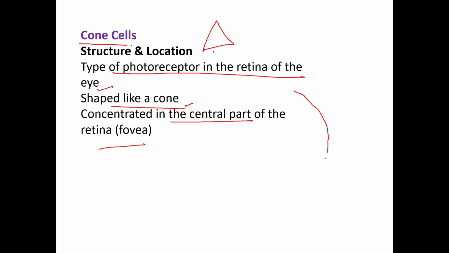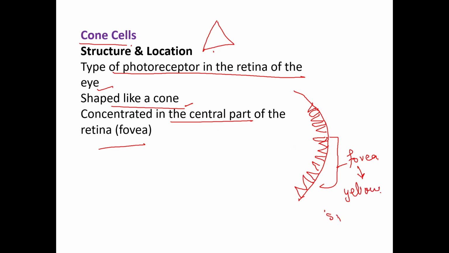So, assume this is a retina. We have lots of cone cells plus rod cells like this arrangement. But the density of cone cells is high at the center part, and that part is called the fovea region. Sometimes it's called the yellow spot and bright spot.